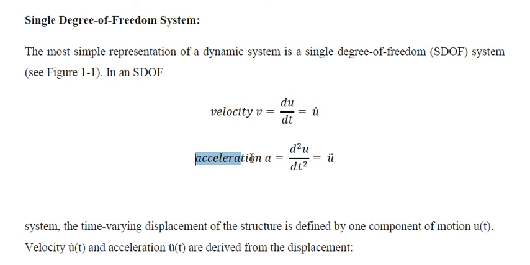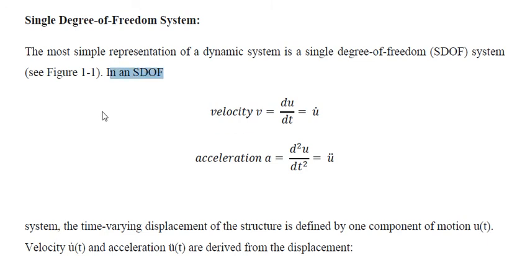One more parameter is acceleration a. It is given as d square u by dt square, the second derivative of displacement, or first derivative of velocity. The second derivative of displacement, or first derivative of velocity, is the acceleration. It can be u double dot or q double dot, or simply it can be a. Okay.